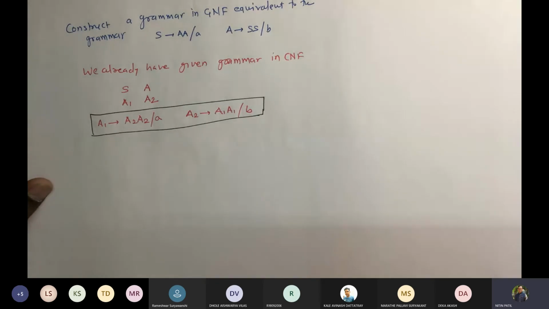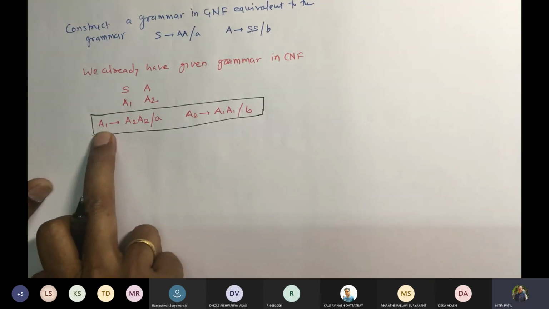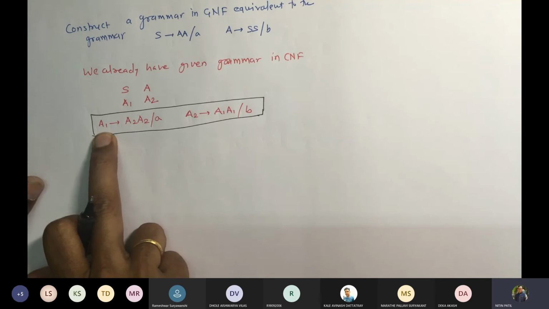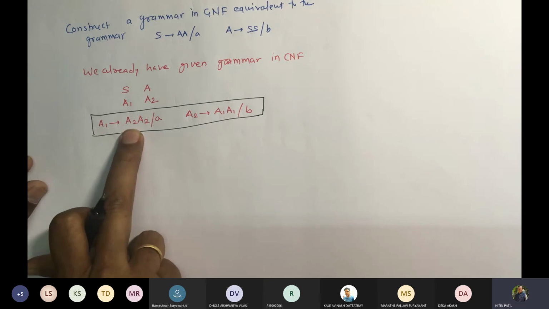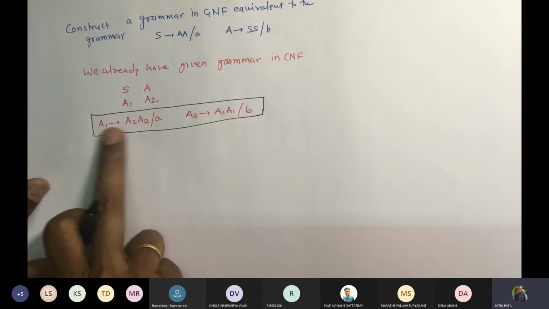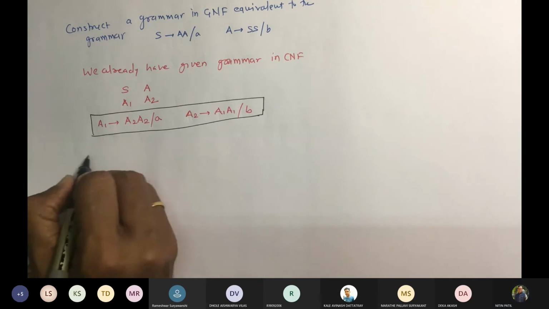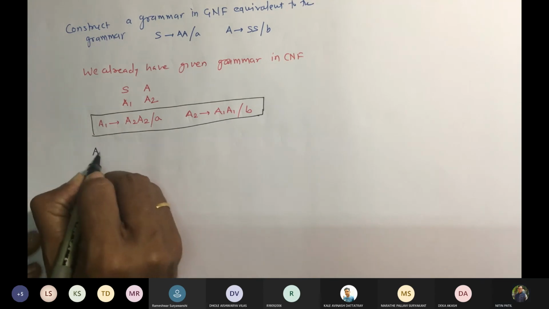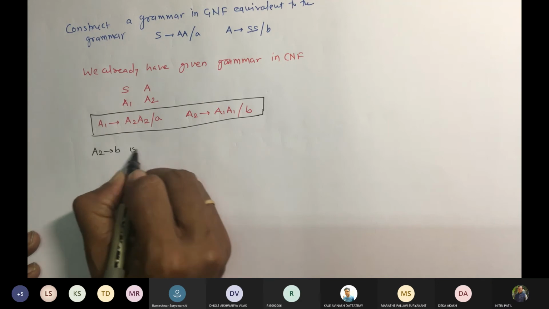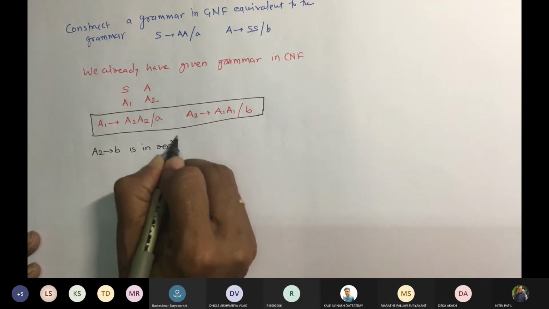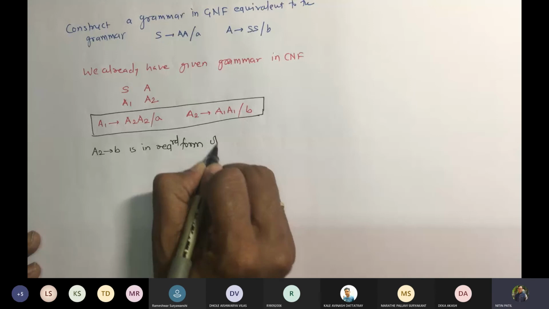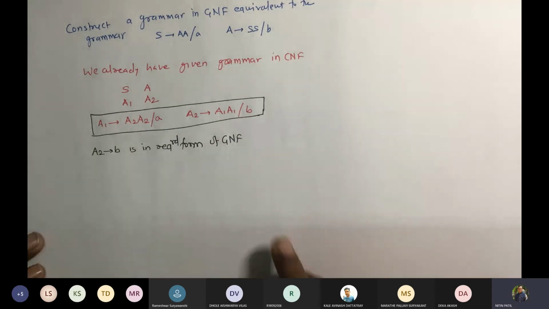What I said, have you understood what I said? If the index towards left hand side, I am referring to this A1, correct? If this index is smaller than the index of the first variable on the right, here it is A2, then we do not have to worry too much about this. We will start with this. Fine. So what we'll do is, we'll say A2 gives B is in the required form of GNF. Am I correct?